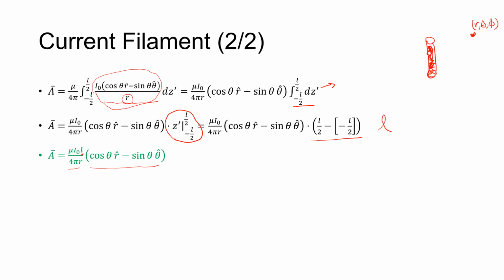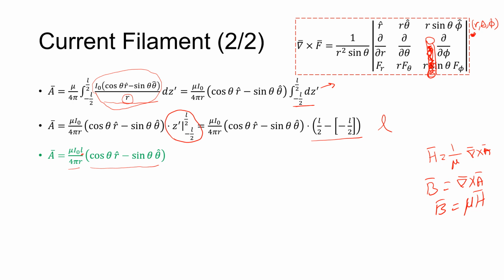Now we need to calculate our H. This is the second requirement. We need to use the relation between H and A, which is H equals 1 over mu curl A. This comes from the fact that originally B was equal to curl A and B equals mu H. So we need to know how to calculate the curl in spherical coordinates. This is simply a reminder for you, and you can revise your vector calculus, and we will apply this one.